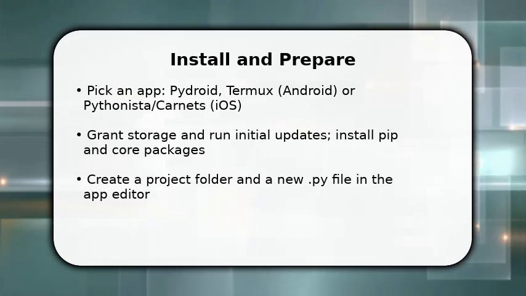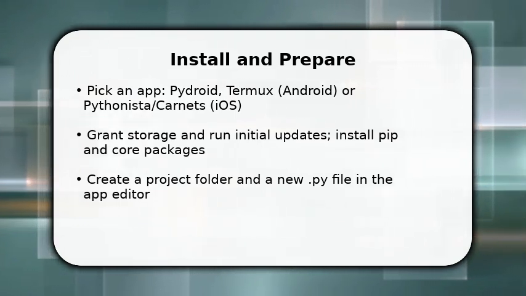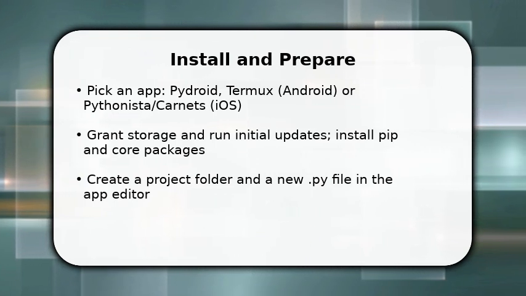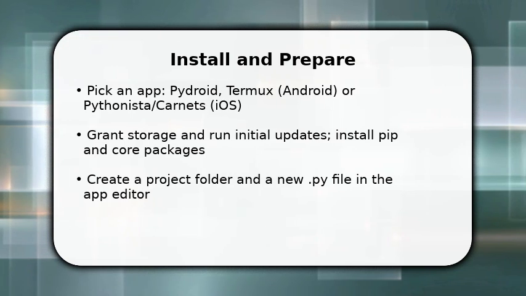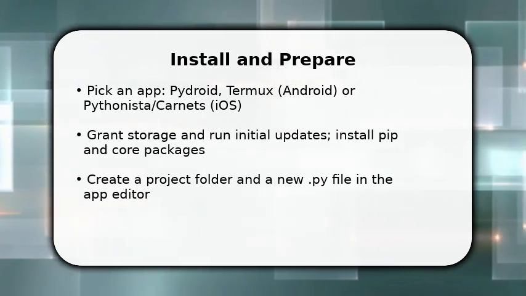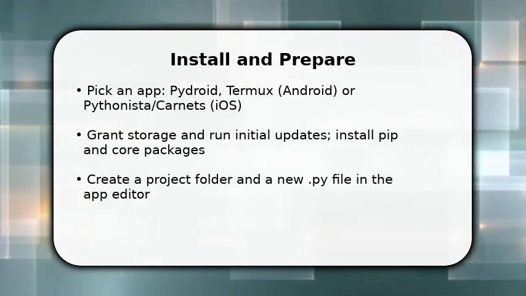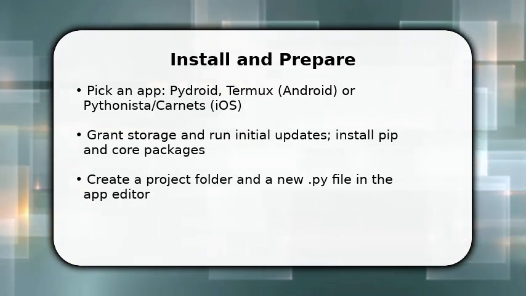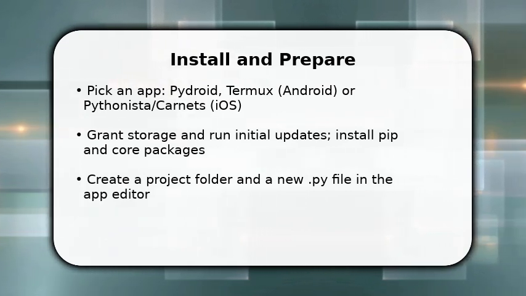You start by choosing a mobile Python environment. Pick Pydroid or Termux on Android, or Pythonista/Carnets on iOS. Once done, grant storage access and run the app's updater so core packages are current. Make sure to install pip or the app's package helper. This enables third-party modules. Then, create a project folder and a new .py file in the built-in editor so you have a working file to run immediately.